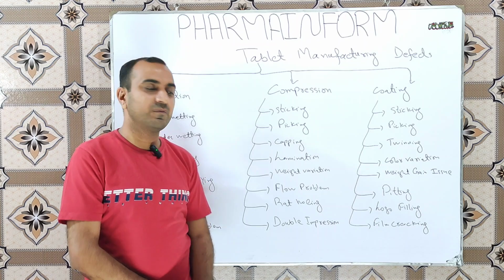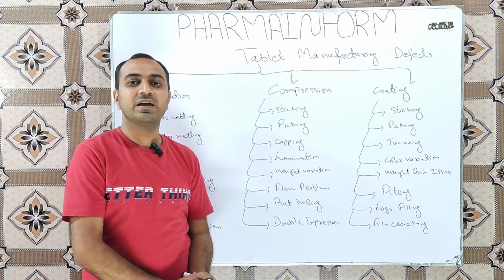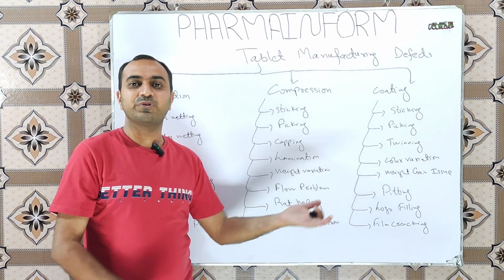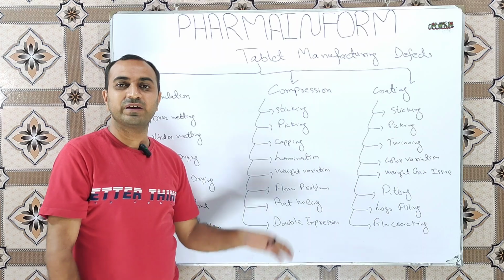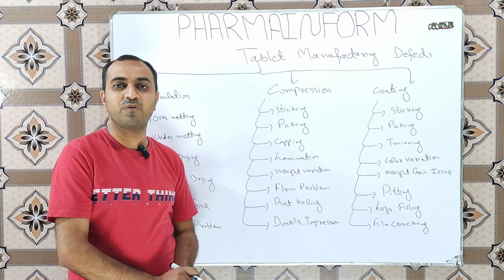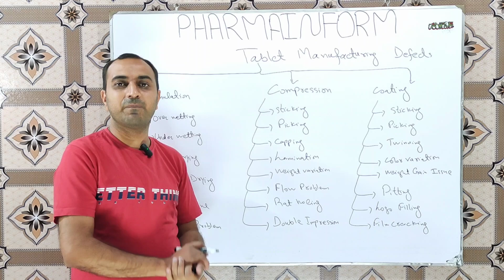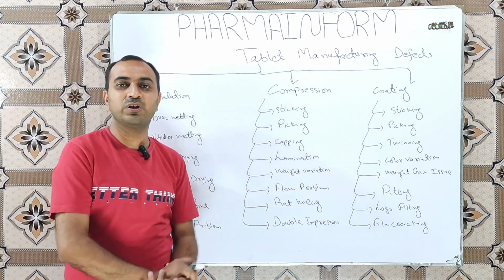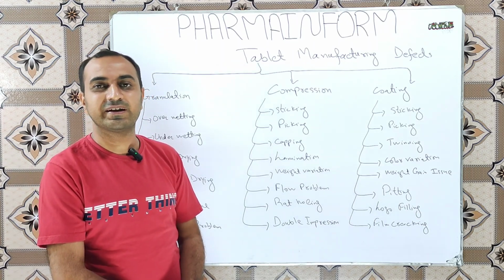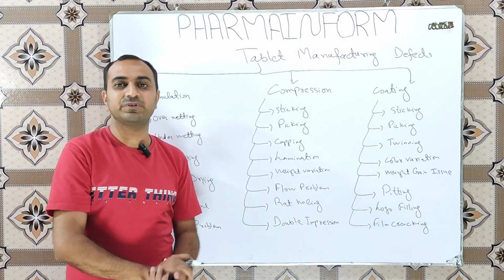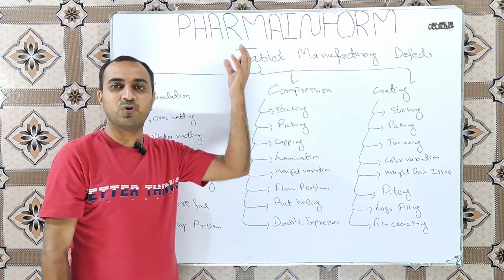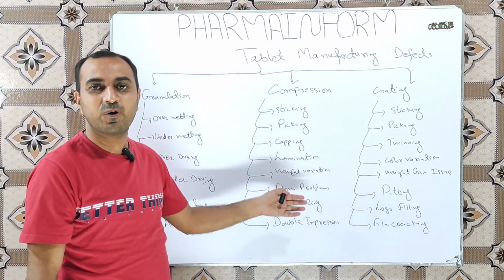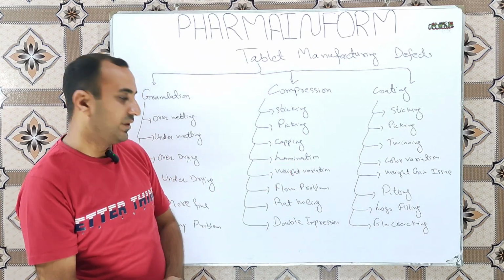Next one is the flow problem or rat holing. Basically, rat holing is also a defect which results in the flow problem. Rat holing occurs due to the higher moisture content. If moisture content in the granules is very high, it will result in the formation of a hole during the flow from the hopper, and it resembles the hole of a rat. That is why it is known as rat holing. Meaning, in rat holing, due to moisture content, our powder adheres to the surfaces of the hopper and powder only flows from the middle, creating a hole. This is known as rat holing, and it results in flow problem which ultimately affects the weight variation.